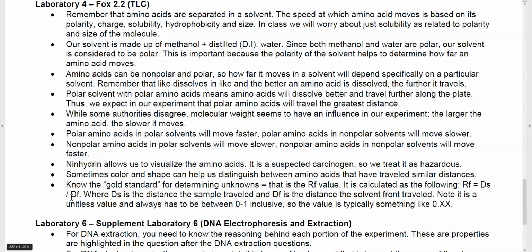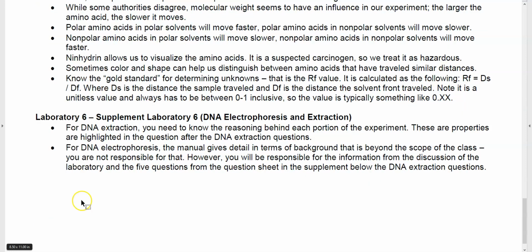But in all other cases, right, you're going to expect some sort of number between 0 and 1. So 0.23, 0.56, 0.89. If you ever calculated 1.27, you're wrong. It's impossible, right? And what you probably did is you probably inverted the DS and DF in your calculation. So you can never have a value that's greater than 1 or negative. You could look in the experimental results and it looks like that, but it's because it wasn't spotted perfectly. You'll never have one that moves backwards. So that's the TLC.